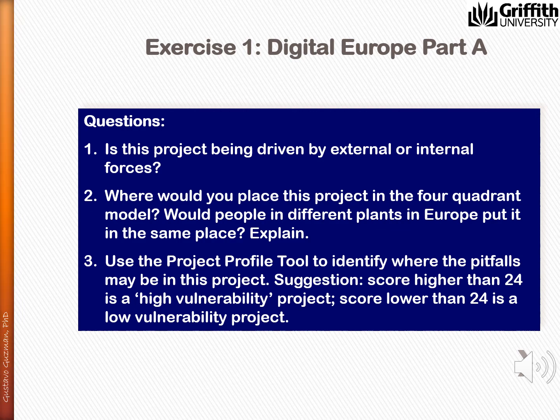To better understand the 8-feature model, it is necessary to apply it. So please attempt to develop the Digital Europe Part A case study that is based on a real case and is available in Learning at Griffith. And notice that this exercise has two parts. In the first part, you need to map the project in the 4-quadrant model, and in the second part, you need to map the project using the tool that is enclosed in the next assignments in order to see whether your project is high or low vulnerability.